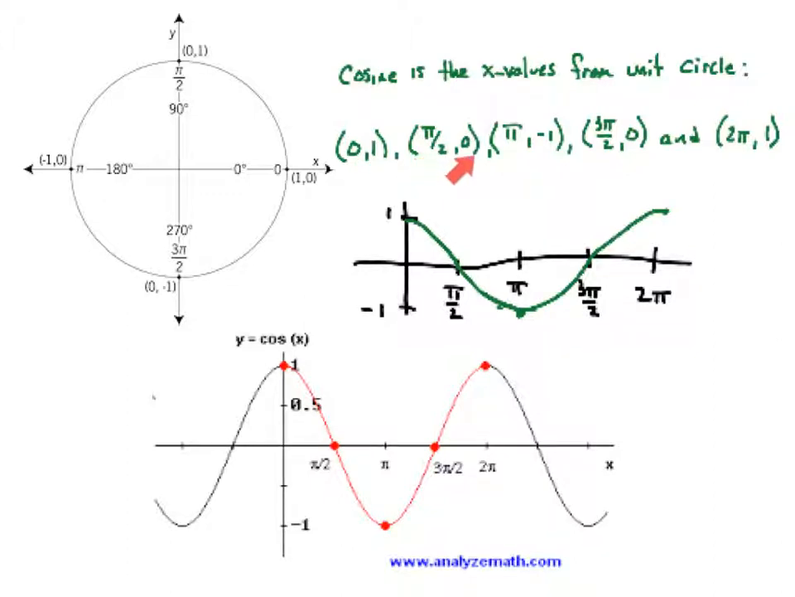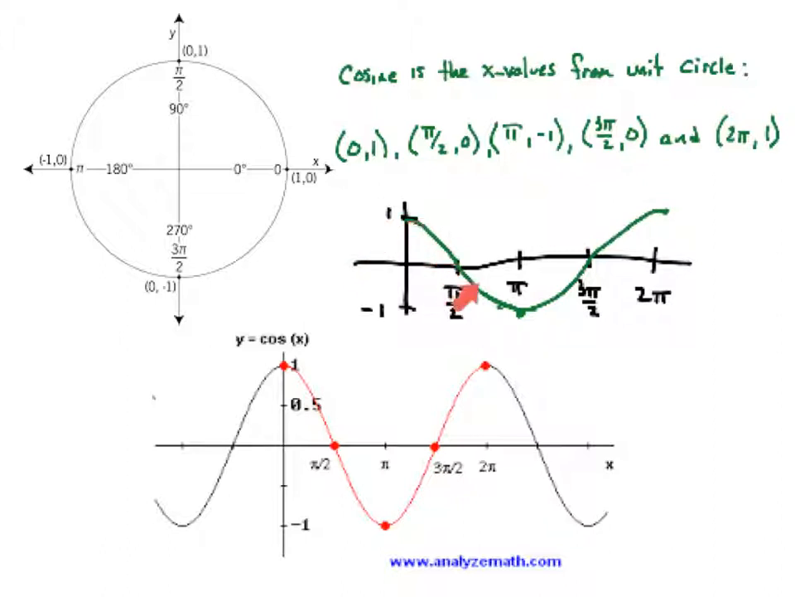Cosine of pi over 2 is 0. Once I'm reporting these values, they're no longer x's and y's. This is just the output of the cosine, so it turns into an input angle, and the output happens to come from these points. So we have 0, 1, pi over 2, 0, pi, negative 1, 3 pi over 2, 0, 2 pi comma 1.